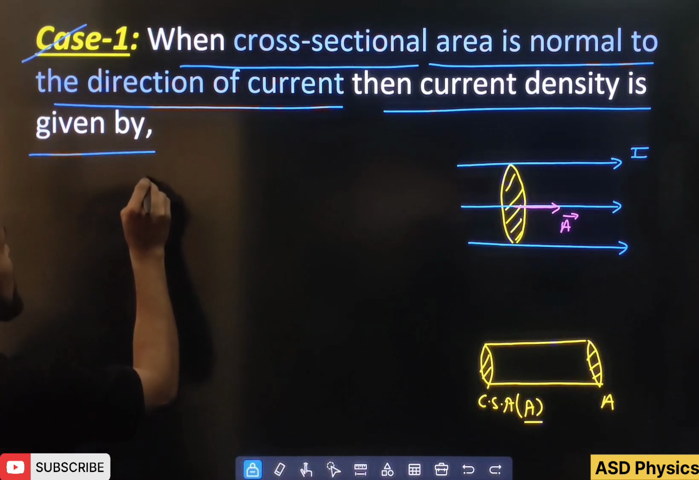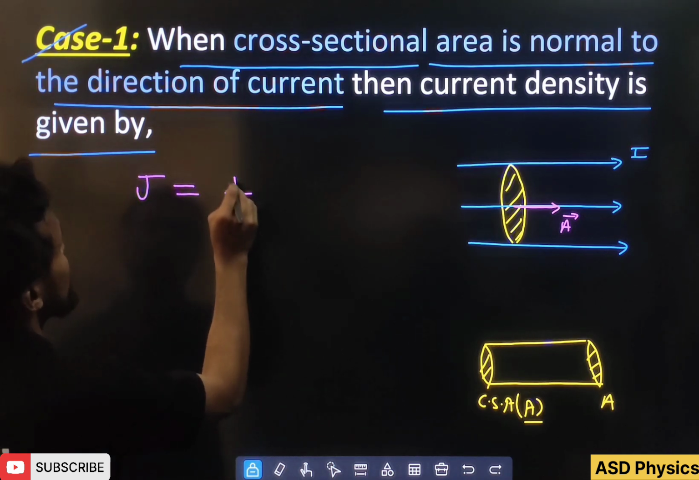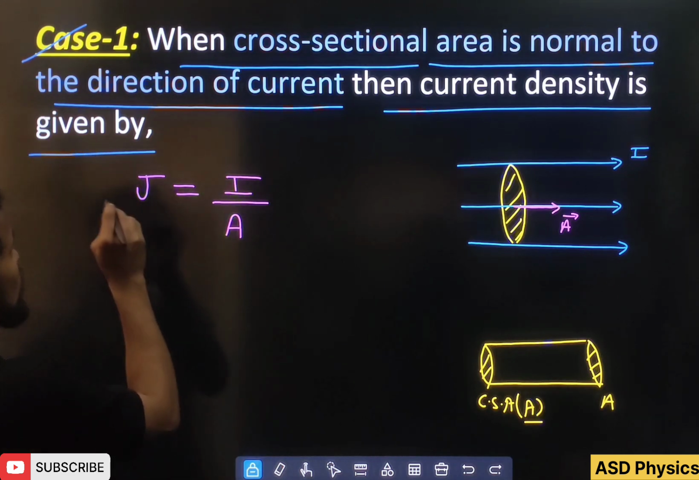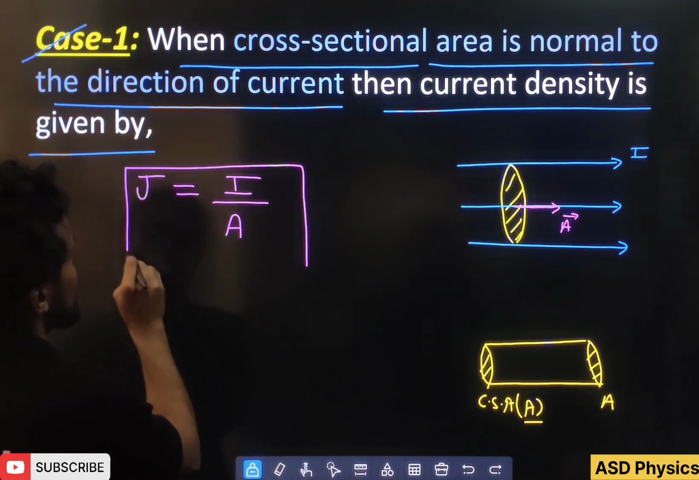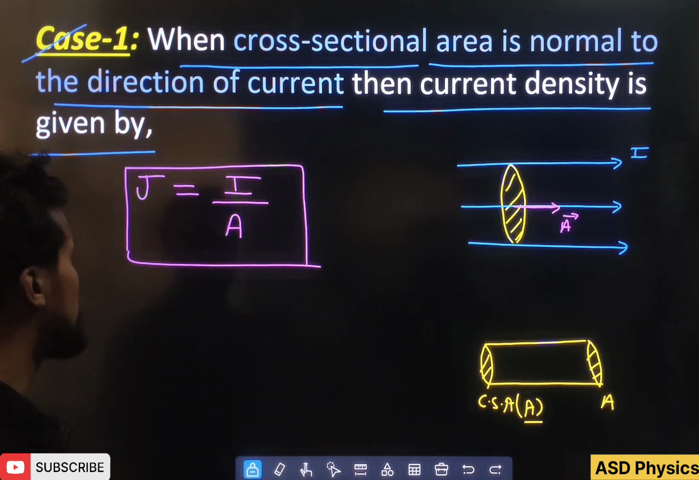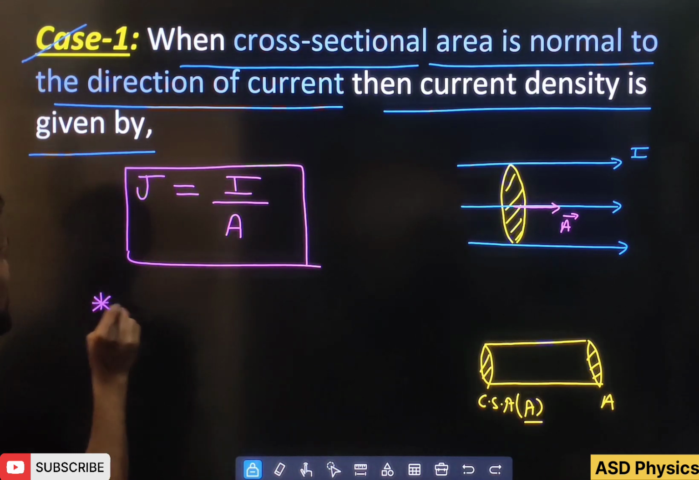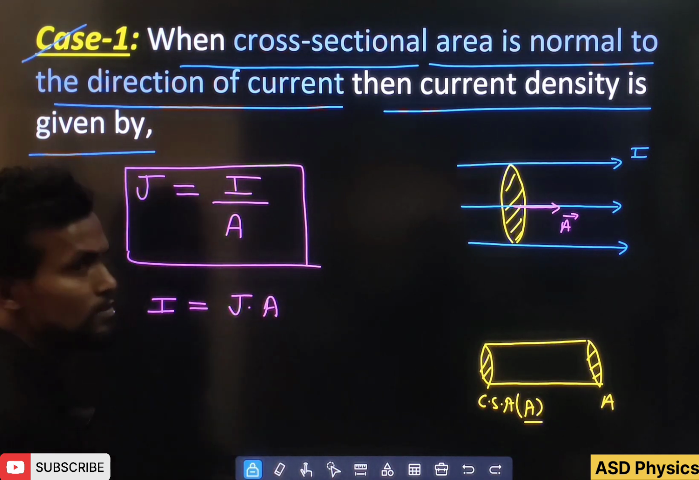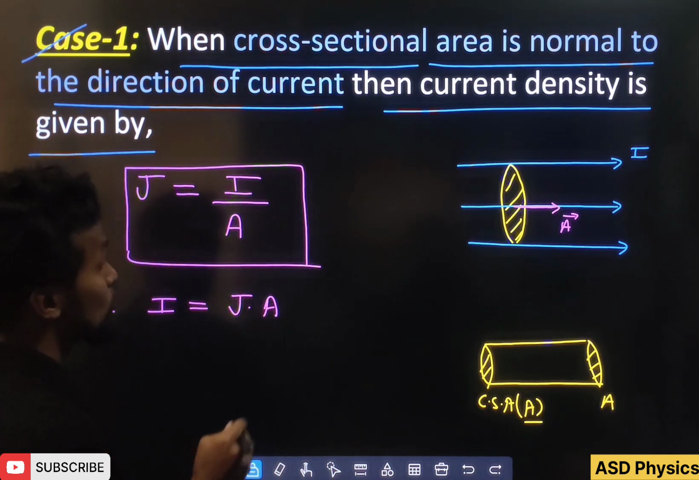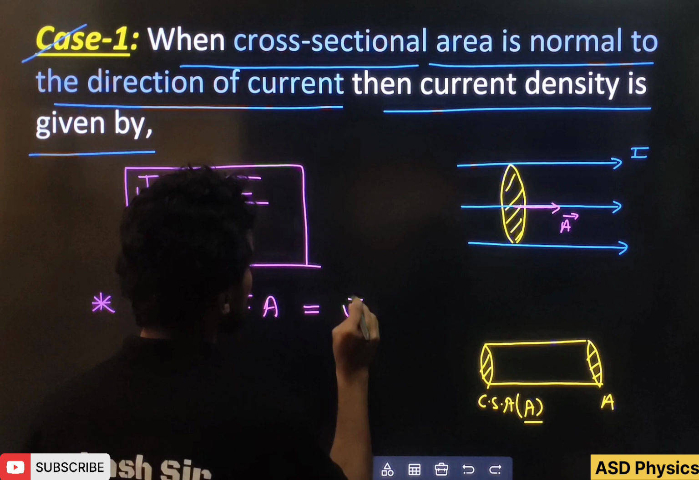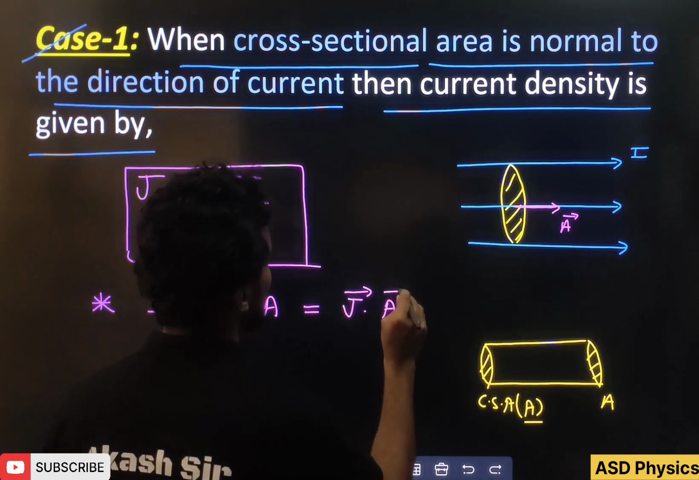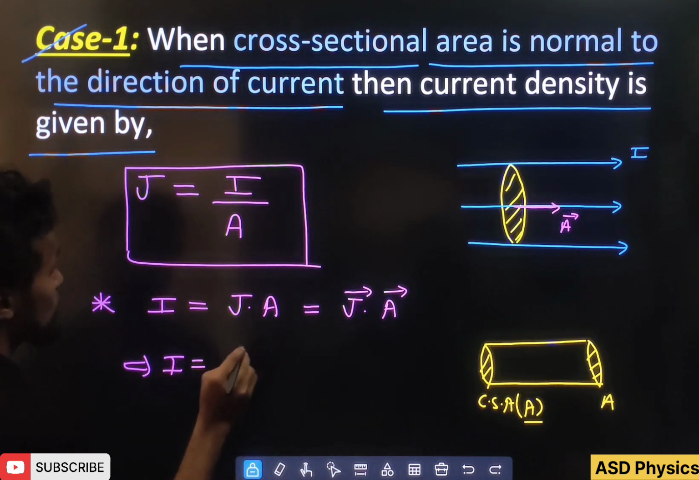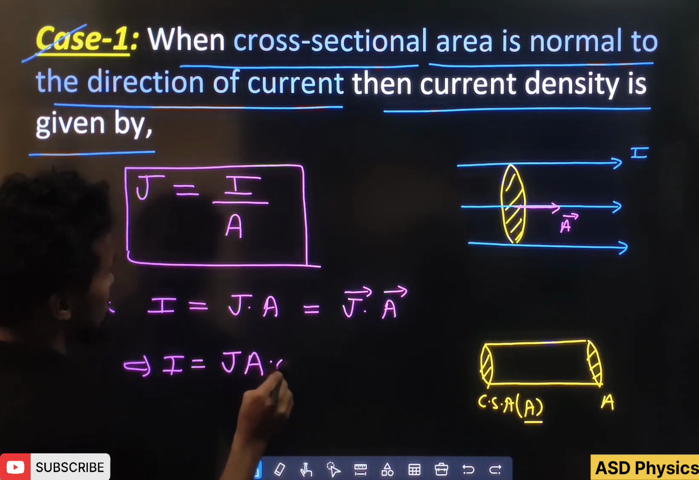In this situation, the current density is given by J equal to I by A. And if we want to write the current, it is given by J into A. Since current density is a vector quantity, we can write I equal to J dot A, that is, J A cos theta.